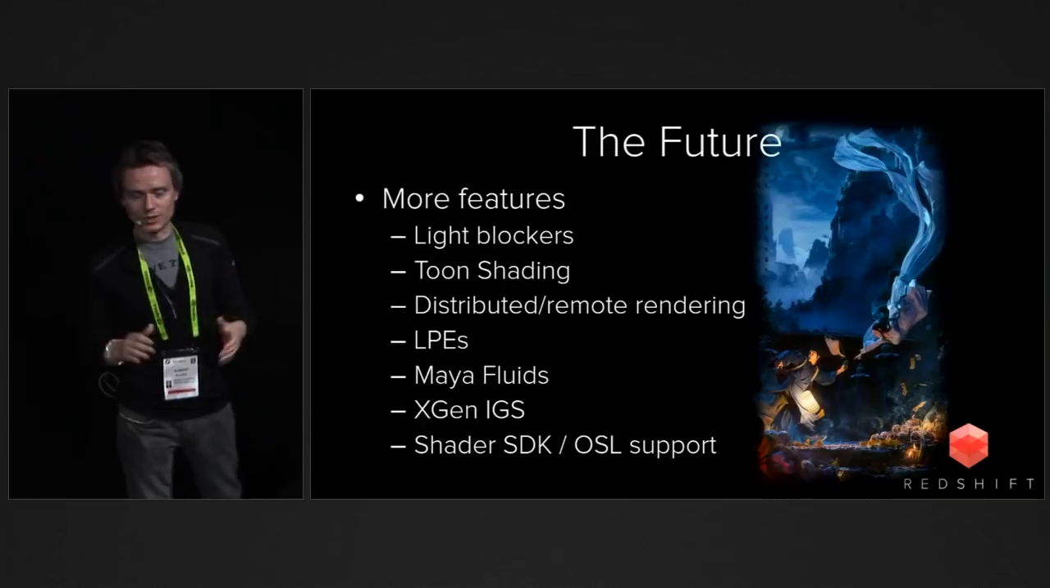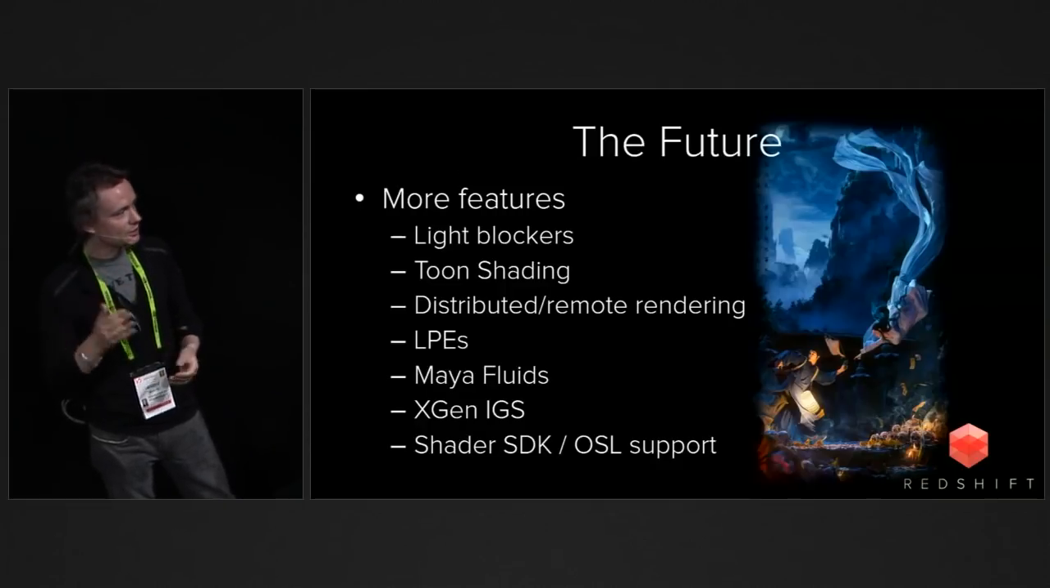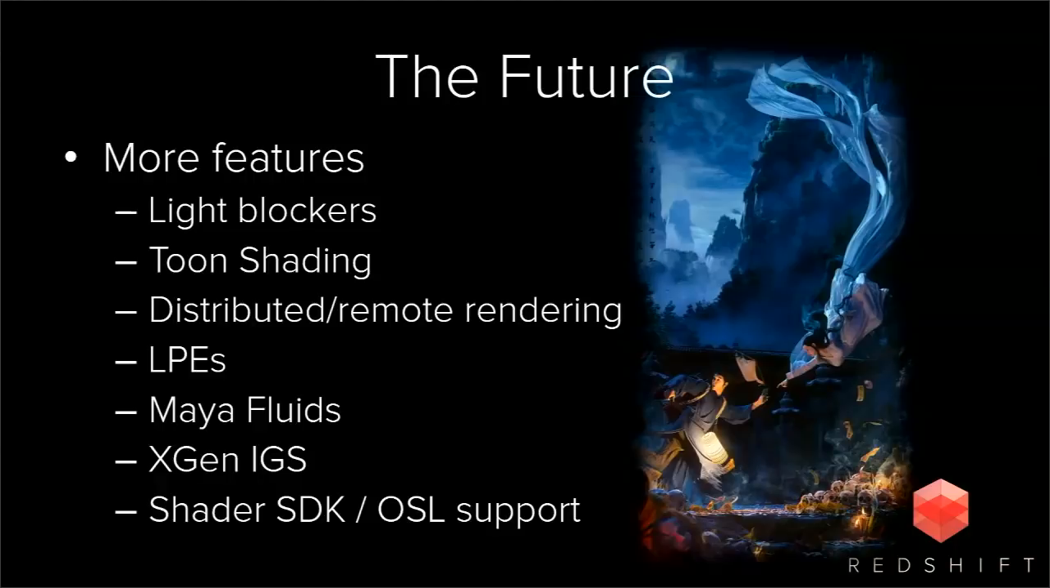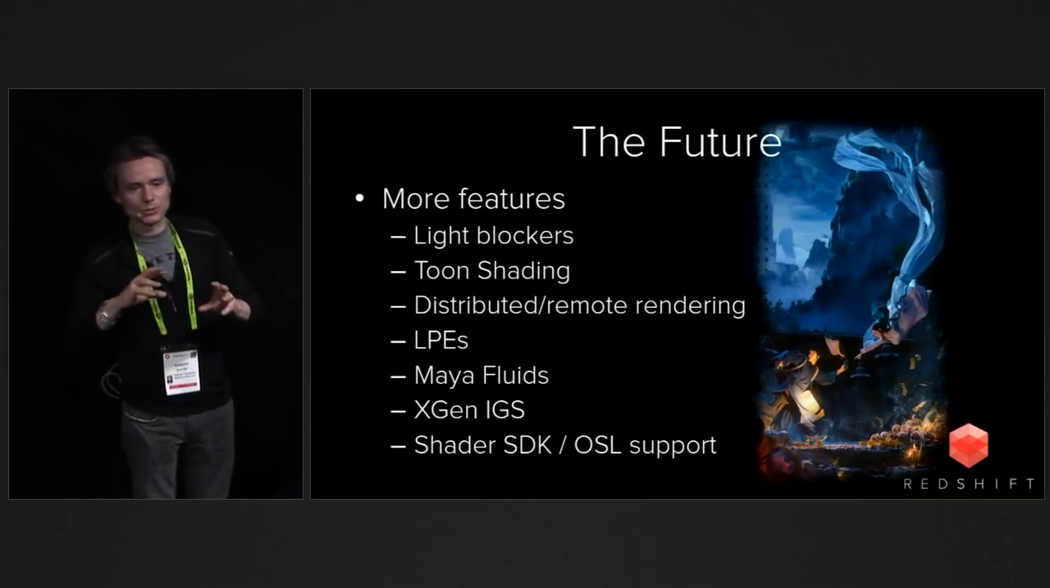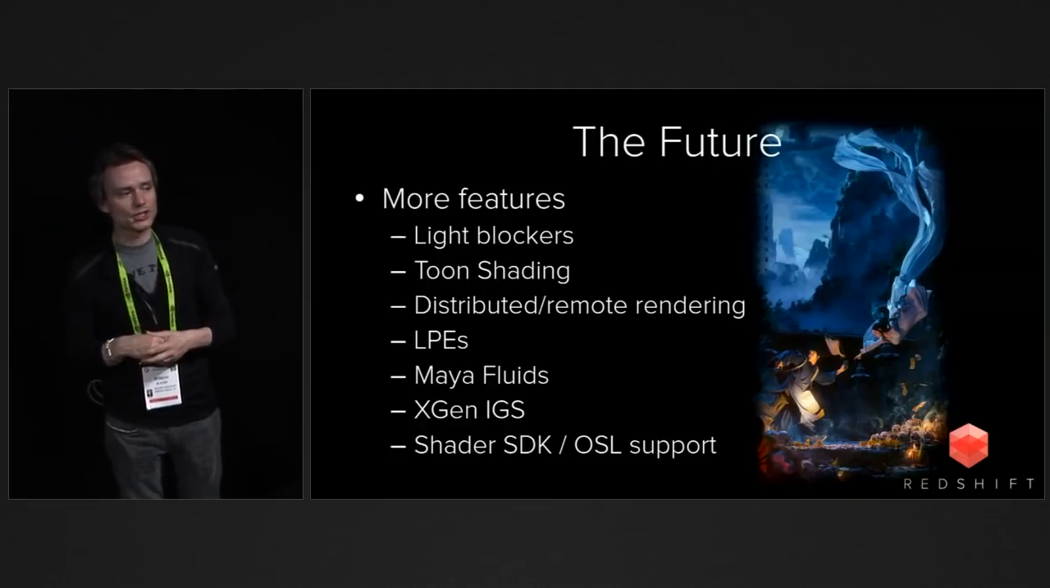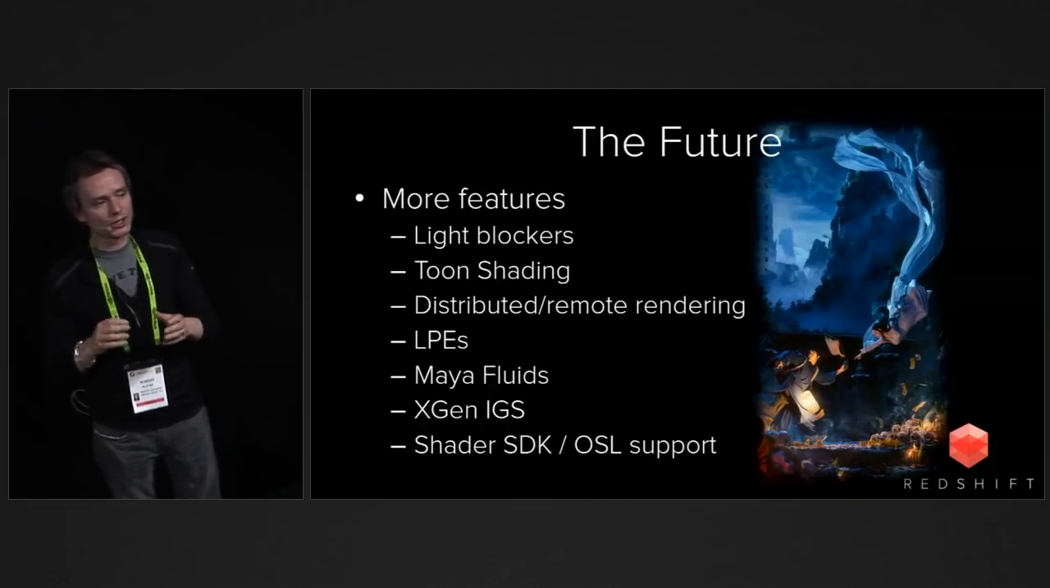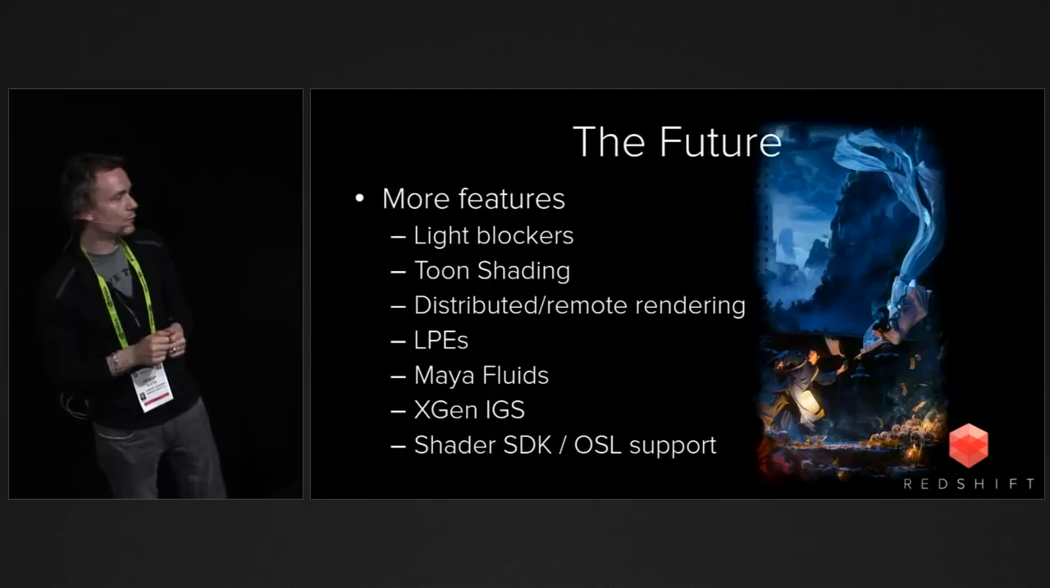So we always have more new cool stuff coming in the future. This is just a list of some of them. We've got light blockers. This gives you really good control over your lighting and your scene for extra drama. Toon shading: we're actually talking to a top studio in Japan about how to do it best. These guys are experts at this. We have to do some reworking in the core of Redshift to support this, but once we've done that, we're going to have a really cool toon shader for you.